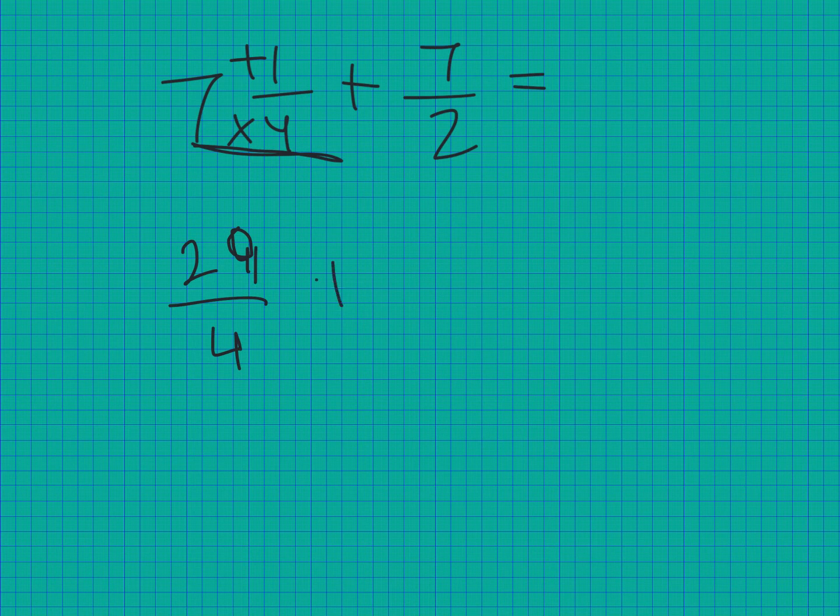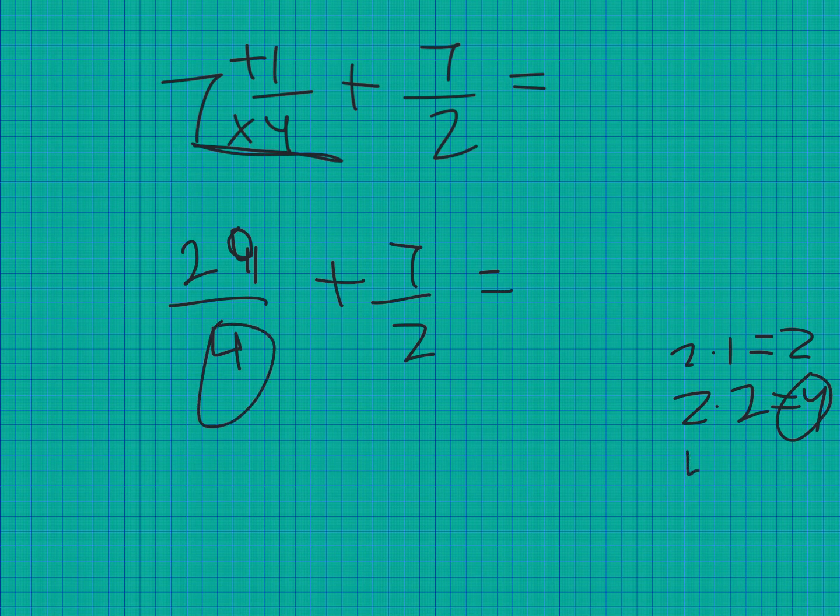Now we have plus 7 over 2. We have an easier one. So we're going to take the multiples here. 2 times 1 equals 2. 2 times 2 equals 4. So we have found a 4 here. Then 4 times 1 equals 4. So yay, we found one. It's 4 here. So now, what number has to multiply to 4 to give us 4? Well, 1. We're going to do the same thing here.